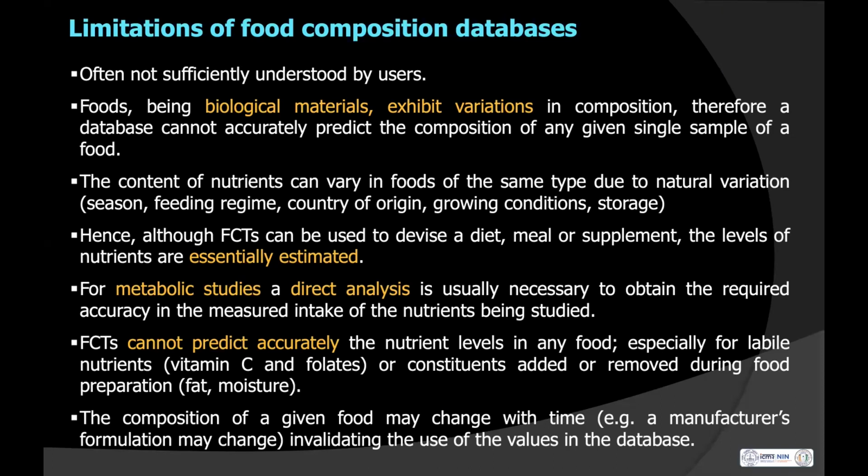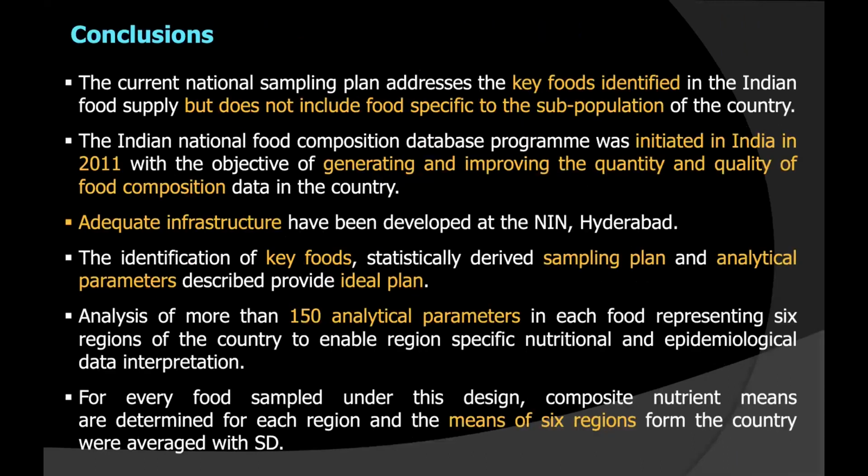Then the composition of a given food may change with the manufacturer. This is for the processed foods. So in my final slides, I can conclude that the current national sampling plan addresses the key foods approach identified in the Indian food composition tables, but does not include foods specific to subpopulations, because we are not concentrating on specific foods based on the subpopulation.